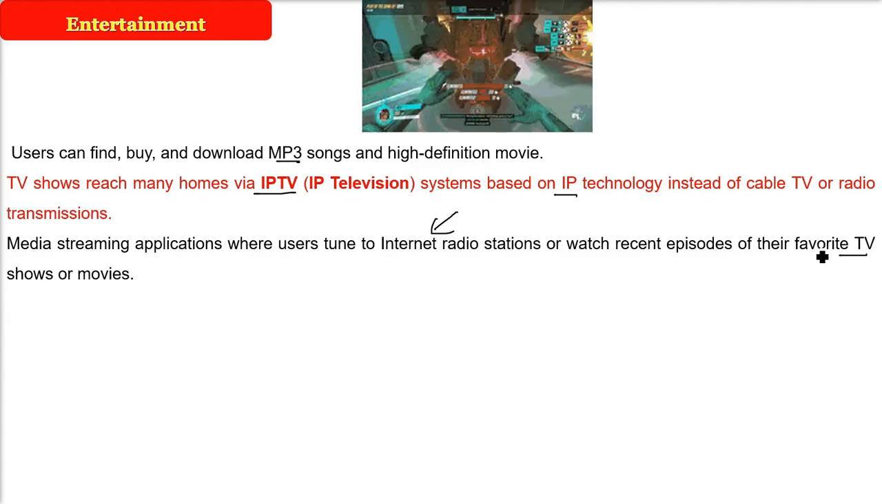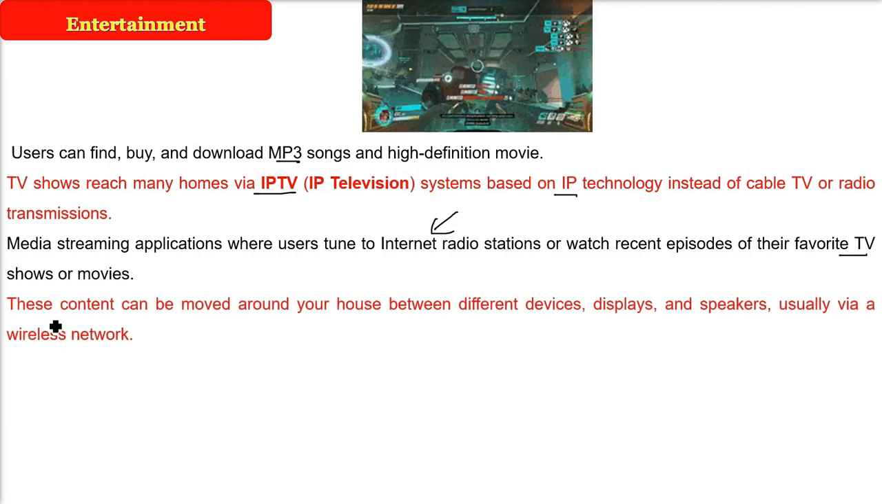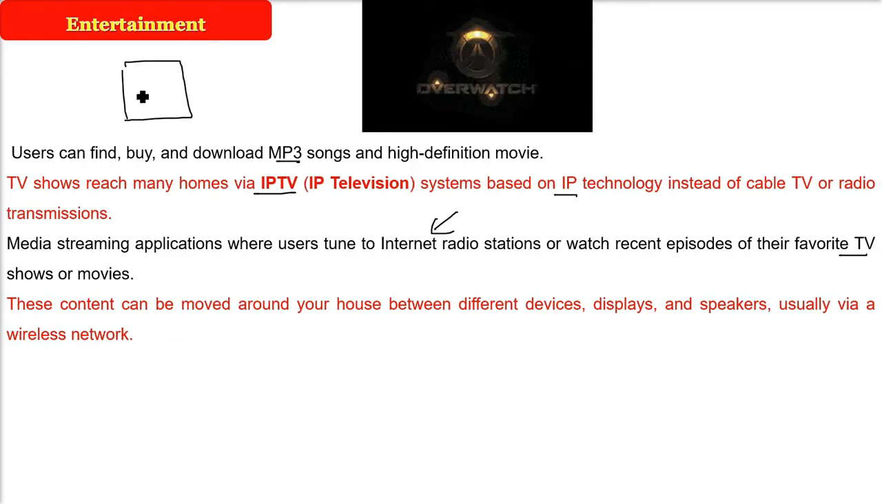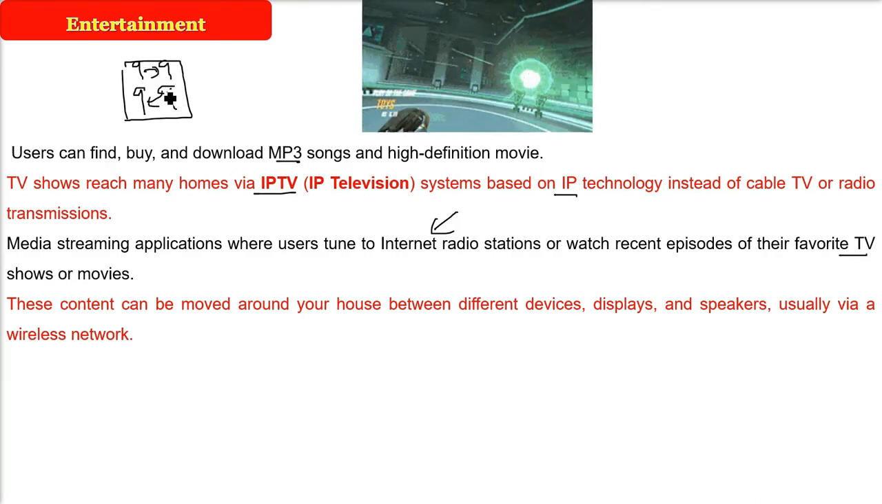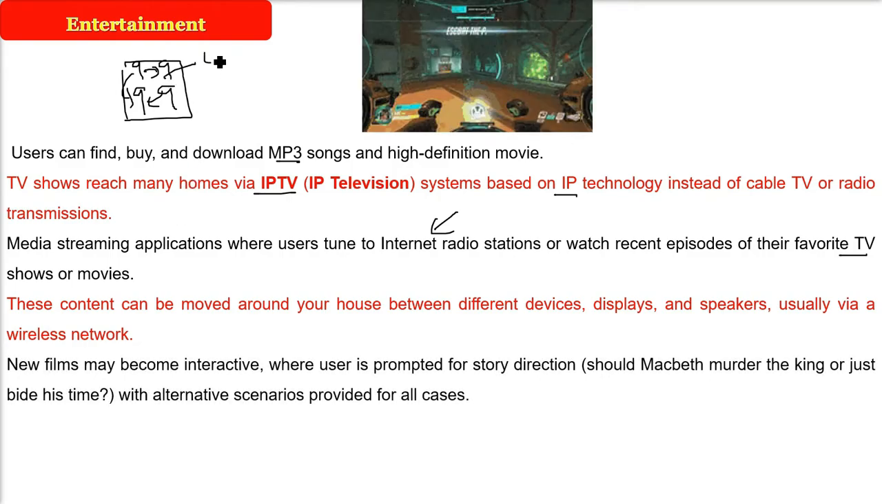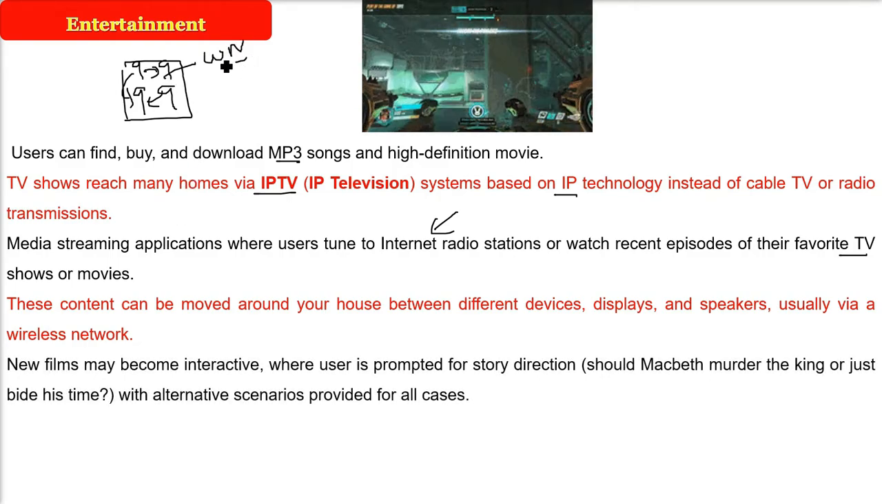Now you can watch your favorite TV shows or movies. For example, you are watching Money Heist, you are watching Squid Game, multiple times. In a single house, your brother, your sister, your mother, your father, everybody is using a device, everybody is watching something, and this is all going via a wireless network. That is how the network comes in.